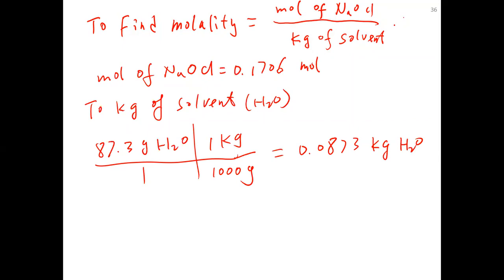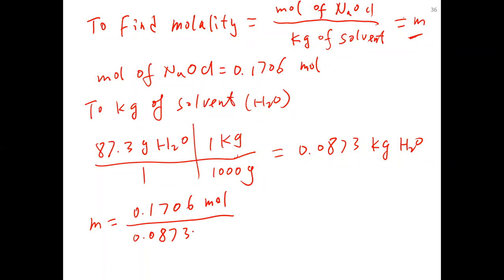So now we are ready to calculate this little m. The molality, also called the little m. Little m equals 0.1706 moles over 0.0873 kg of H2O. So we get 1.95. Okay, so this is the second part of the problem.